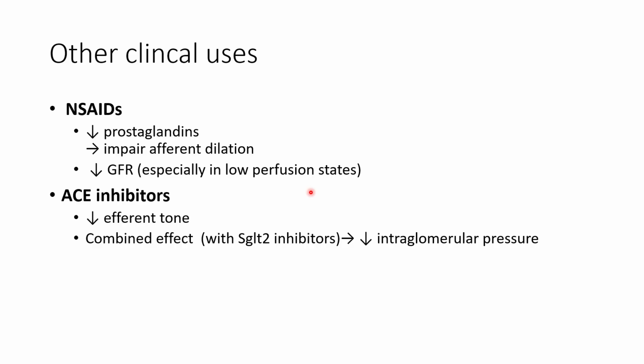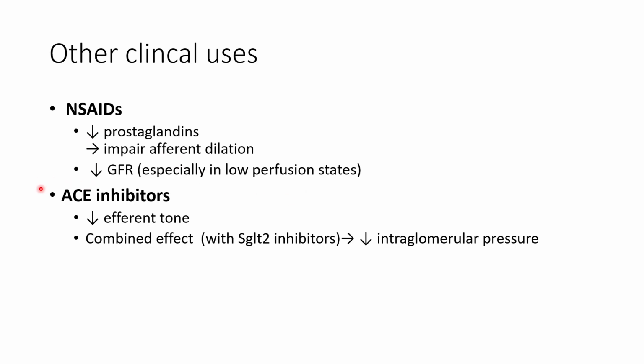Other clinical uses: when you give NSAIDs, they will block prostaglandins, which will impair efferent dilatation, decreasing GFR, especially if the patient already has a low perfusion state, is in shock or dehydration, or has congestive heart failure, where the effective arterial blood volume is less. This we have also discussed before.